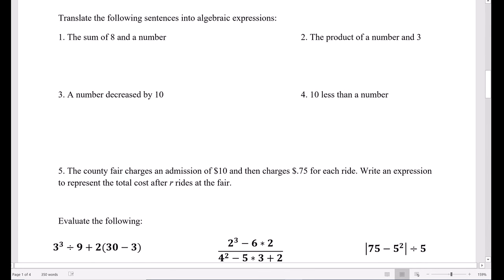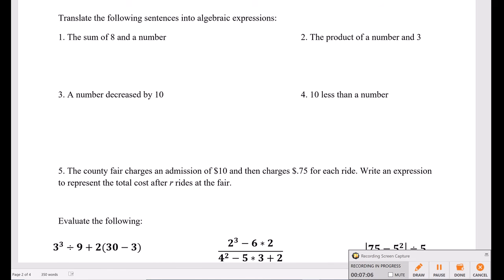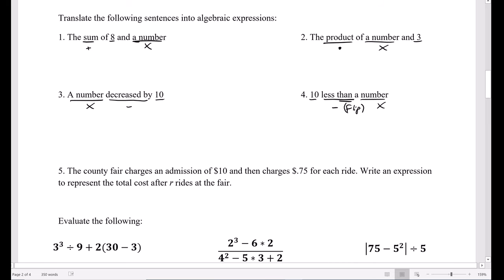Alright, for each of the following, it asks us to translate the sentences into algebraic expressions. Okay, so the first one, we've got the sum of 8 and a number. Sum means addition, so this is going to be 8 plus x. And the second one is the product of a number and 3, so that's telling me to take x and multiply it times 3. Third one, a number decreased by 10, means we're going to start with that number, and we're going to take away 10, so x minus 10.